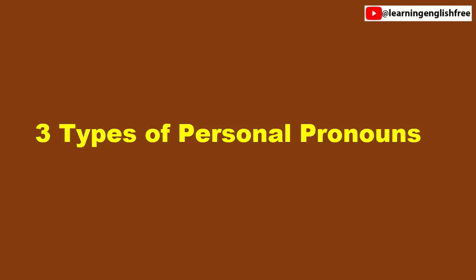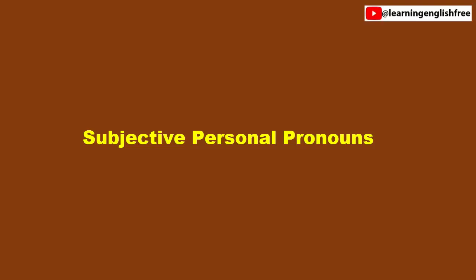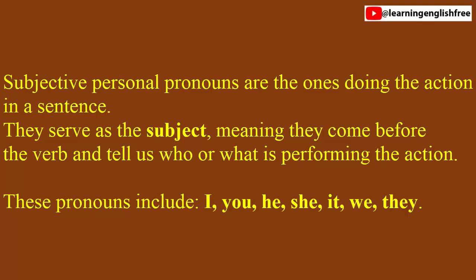Three types of personal pronouns. Subjective personal pronouns. Subjective personal pronouns are the ones doing the action in a sentence. They serve as the subject, meaning they come before the verb and tell us who or what is performing the action. These pronouns include I, you, he, she, it, we, they.